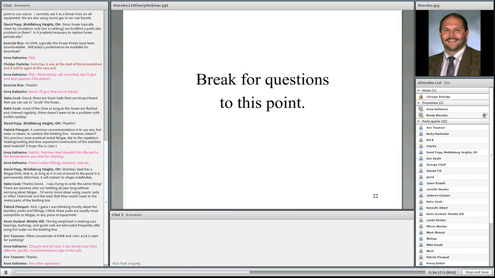Another question: what concentration of KMB, potassium metabisulfite, and citric acid is used for sanitizing? 150 parts per million. You need to acidify the pH to definitely below 3.5. Near 3 is even better, because of the equilibrium, you're going to get more of the free molecular form down near 3.